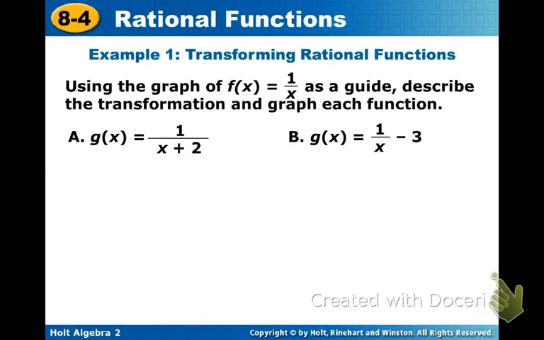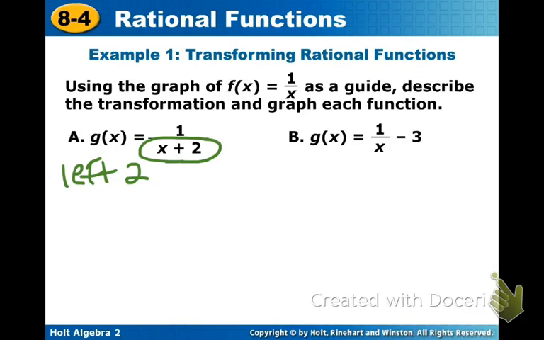All right, we have g of x equals 1 over x plus 2. What is the transformation? What are we going to do? Left or right? We're going to go to the left. Remember, we think backwards. So we're going to go to the left 2. Anything else? We good?